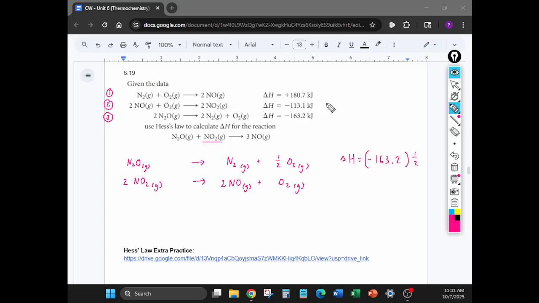The first thing you want to do is flip. And then for this one, we just did times 1/2. If you ever flip an equation, the thing about the enthalpy is very easy. You just need to flip the sign of the enthalpy. This was negative 113.1, so we just flip the sign, and it becomes positive 113.1. We did that because we flipped the equation.